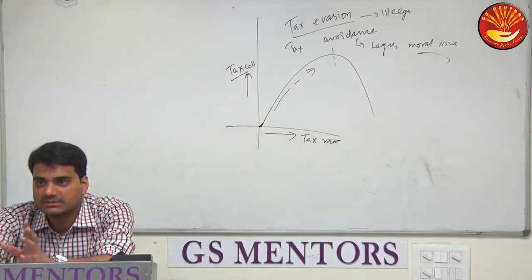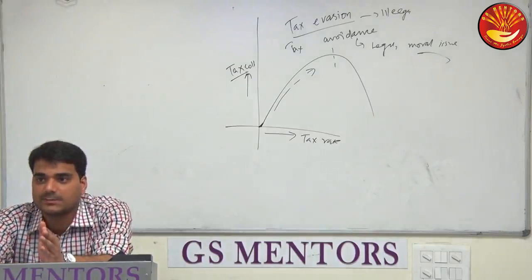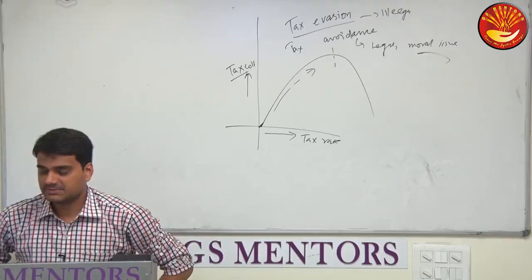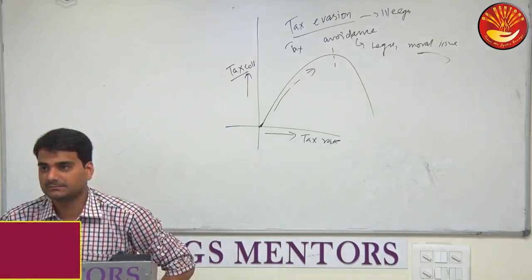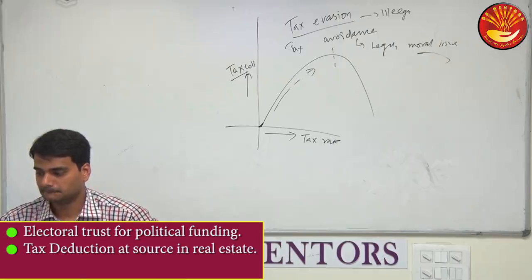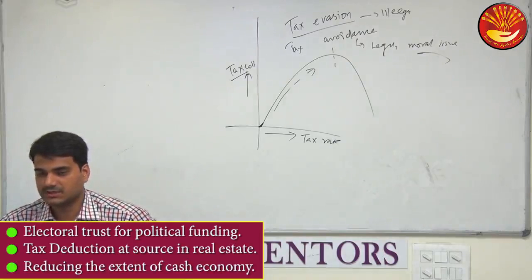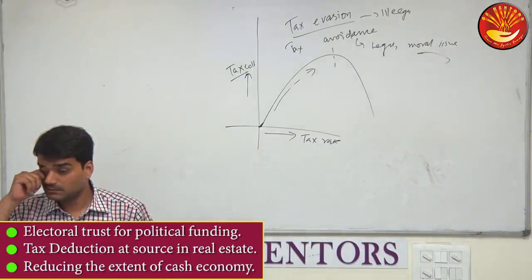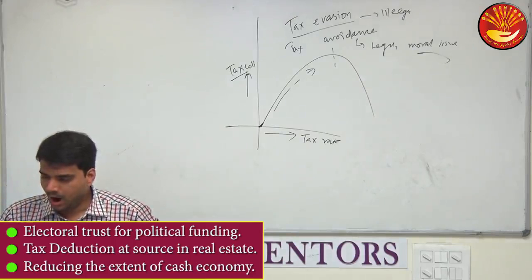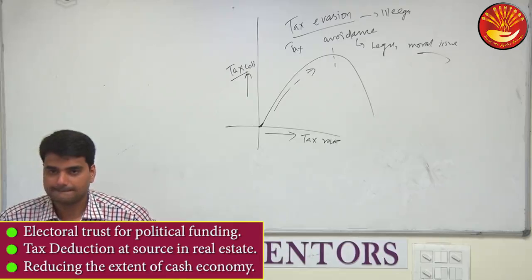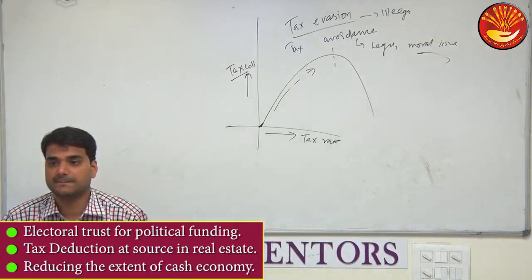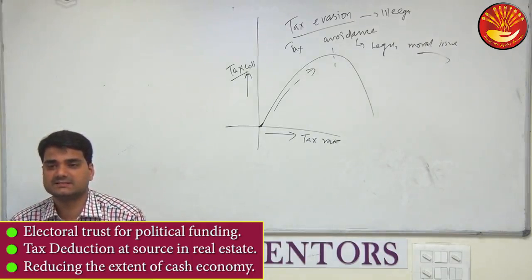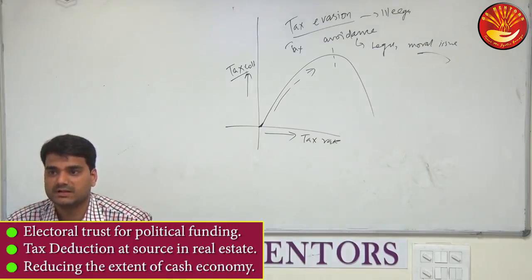Okay, so we have to focus on these sectors, or like we saw the example of electoral trust for political funding. Write down all these examples. Otherwise, the heading itself is self-explanatory. Electoral trust for political funding, tax deduction at source in real estate, reducing the extent of cash economy. Because wherever there is cash involved, it becomes more prone to generation of black money.